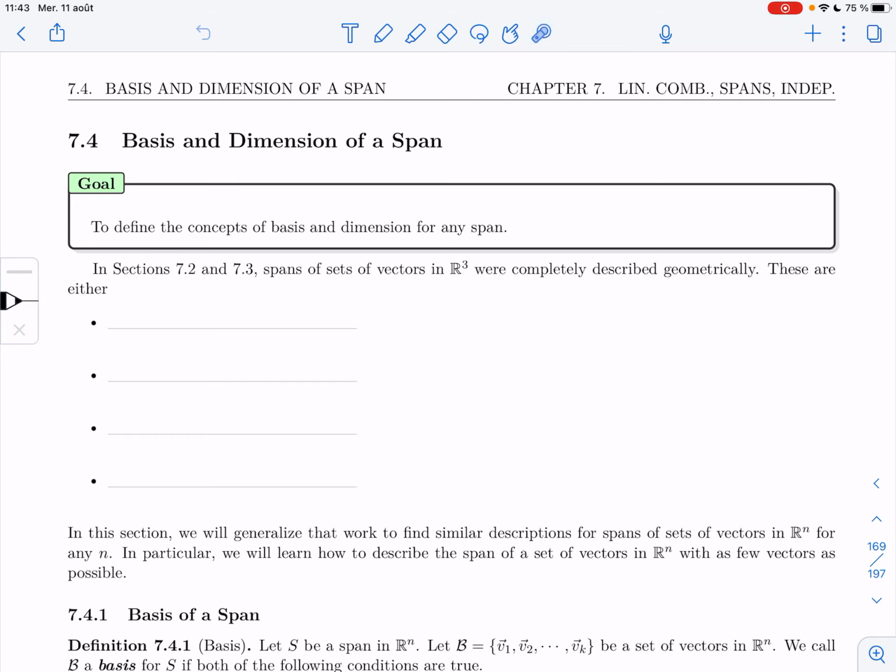Hello everyone, and welcome to section 7.4, in which we'll be talking about basis and dimension of a span. All right, our goal for this section is to define the concepts of basis and dimension for any span.